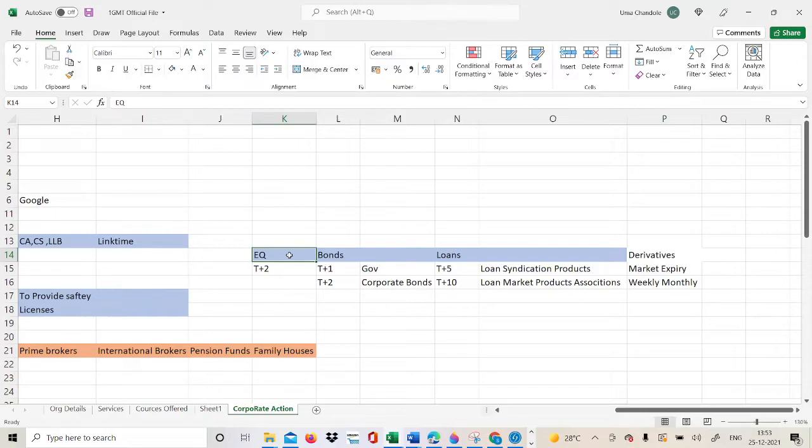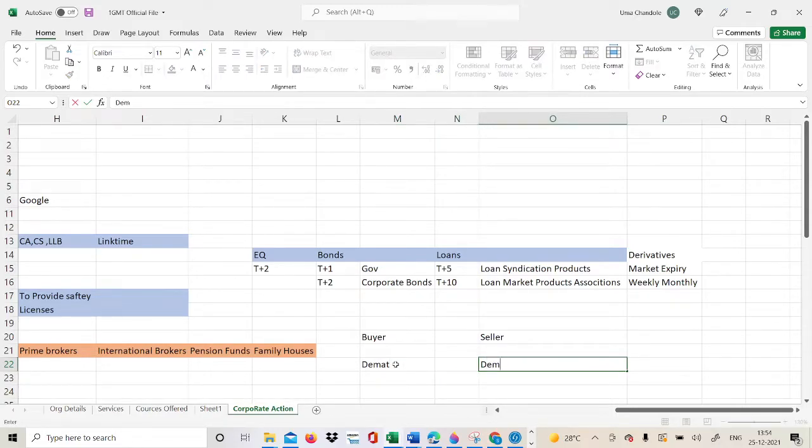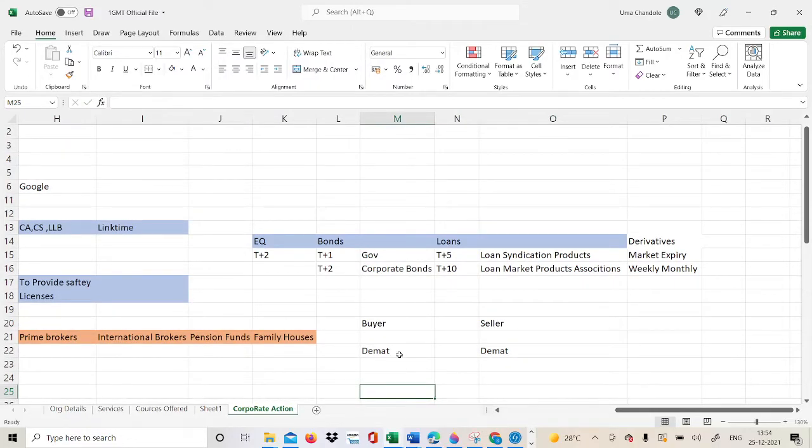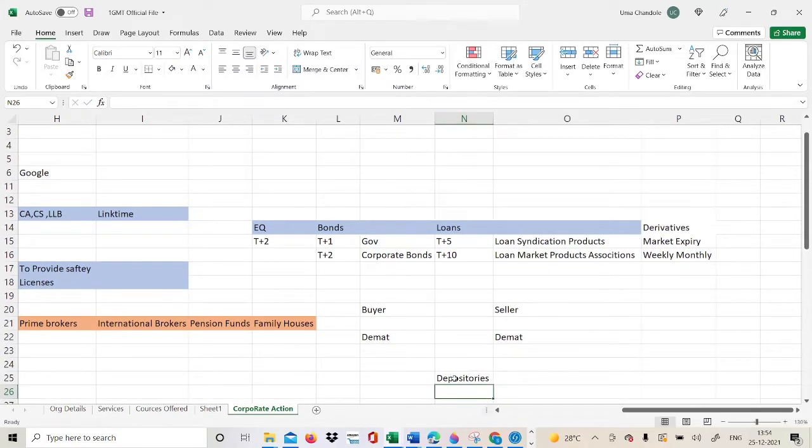So we'll talk about this too, equity and bonds. When we say equity and bonds, we have a turnaround time for settlement which is T plus 2. But the common thing in between, let's talk about buyer and seller first. Buyer holds a demat account, correct? Even the seller also holds a demat account. They hold the accounts with the depositories, correct?